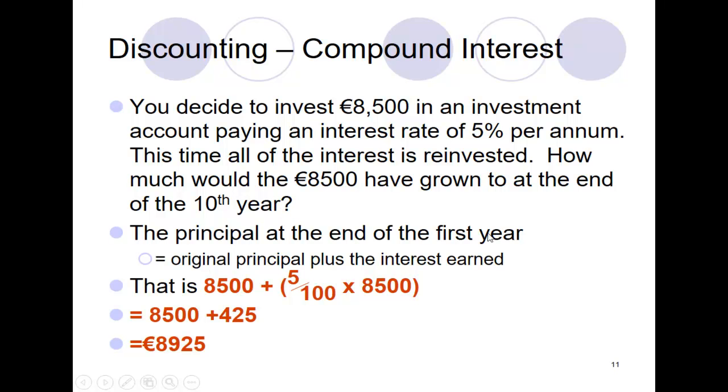the principal at the end of the first year is the original principal plus the interest earned. So that's 8,500 plus 5 divided by 100, which is the interest rate as a decimal, multiplied by the 8,500, which is your interest. That's the original amount plus the interest gained, which is 425. So at the end of the first year, going into the second year, you will have 8,925.